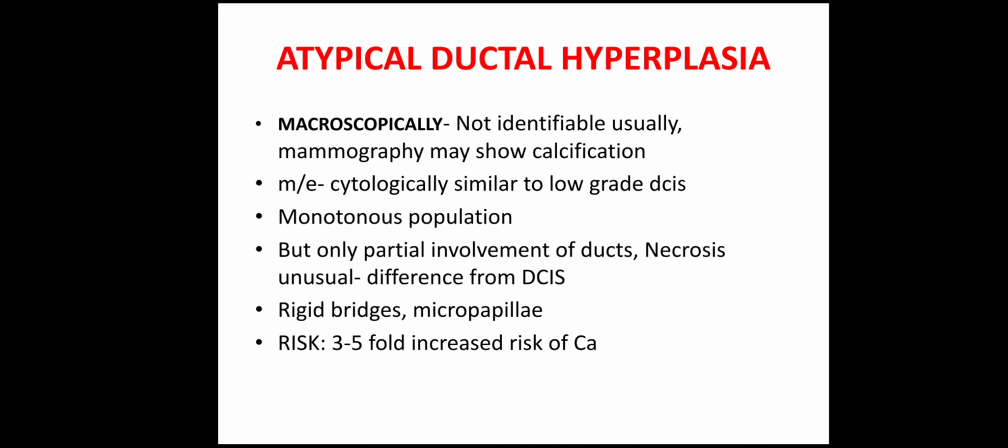So cytologically the cells may appear like those of DCIS, but the involvement of the duct is only partial, while in DCIS it is complete, and necrosis is a common feature of DCIS, while it is usually not seen in ADH. Now again, rigid bridges are seen traversing the ducts. These bridges are made up of cells. Then micropapillary formations can be seen, protruding into the duct lumina. Again, the risk of progressing to carcinoma breast is a little more than that of UDH, 3 to 5 times.